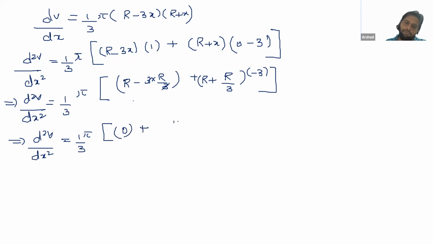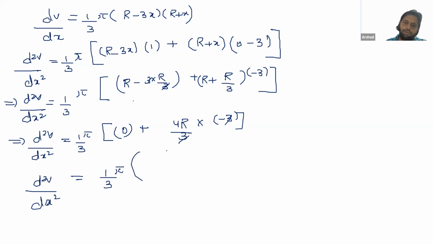Plus here you have 4r by 3 into minus 3. So the 3 cancels out. So d square y by dx square is equal to 1 by 3 pi, and here you have minus 4r, which is less than 0. Hence, for x equal to r by 3, V is max.